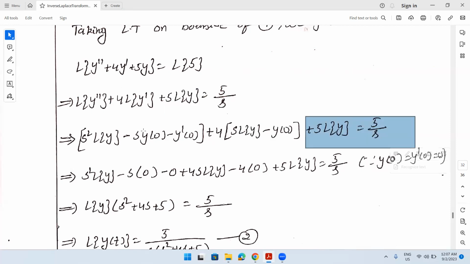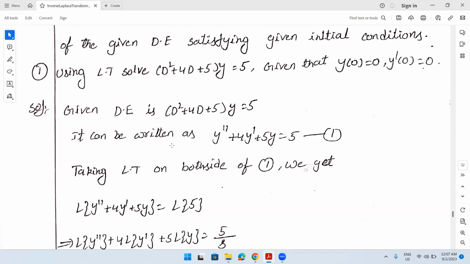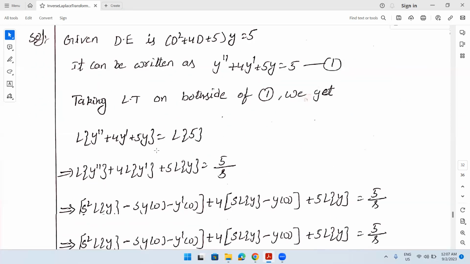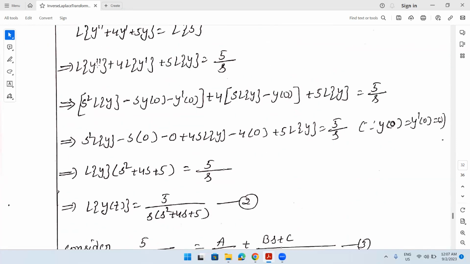Now here we substitute y of 0. What is the y of 0 value? Here it is given: y of 0 is 0, y dash of 0 is also 0. Substitute those things. That is the second step, we substitute. Okay. Y of 0 is 0, y dash of 0 is also 0. And here y of 0, 4 into 0.